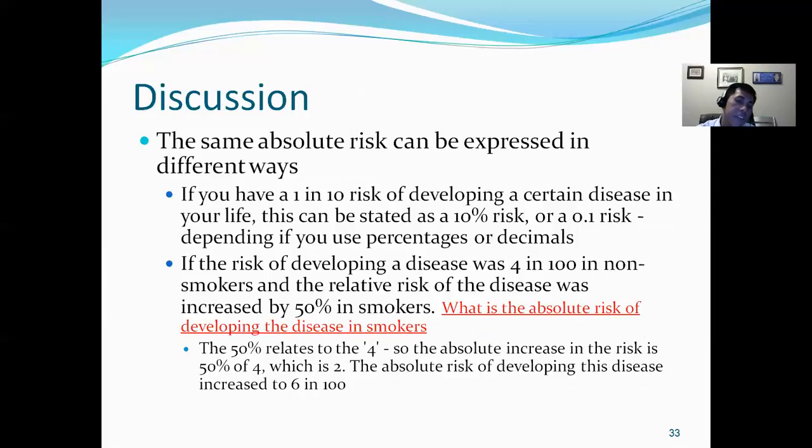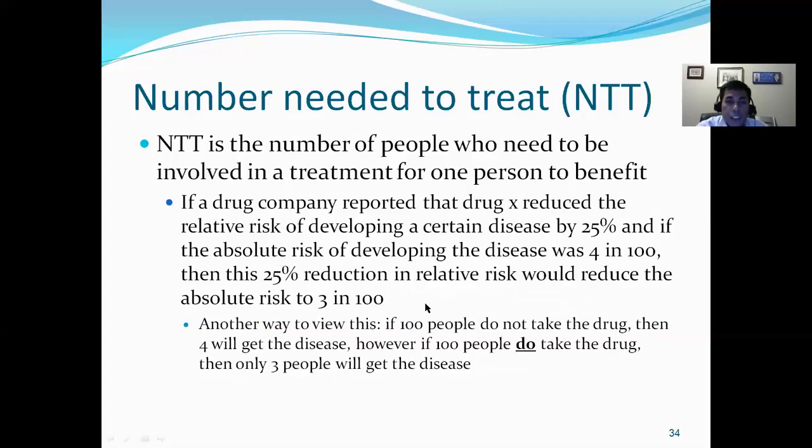If the risk of developing a disease was 4 in 100 in non-smokers, you can say the relative risk of the disease was increased by 50% in smokers. But what is the absolute risk? Well, the 50% relates to the 4, so the absolute increase in the risk is 50% of 4, which is 2. So 2 is the absolute increase, and then this increased to 6 in 100.